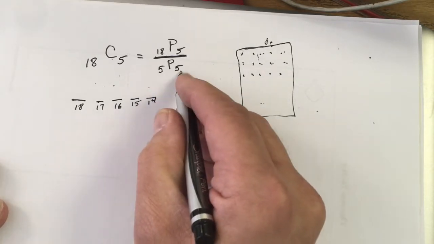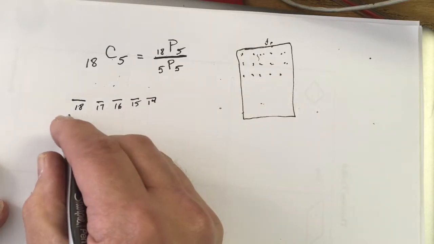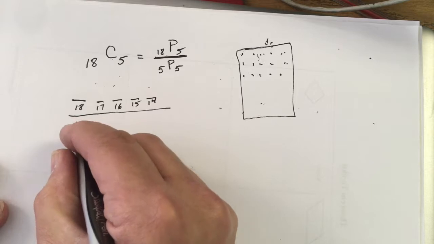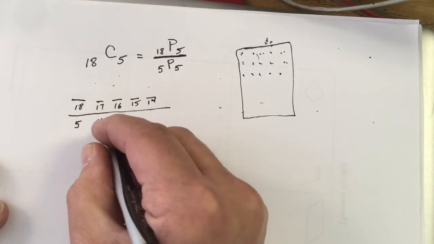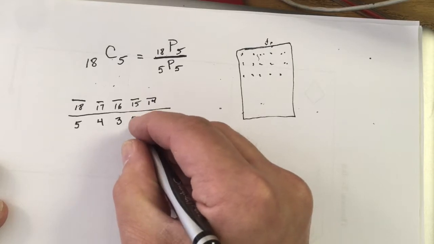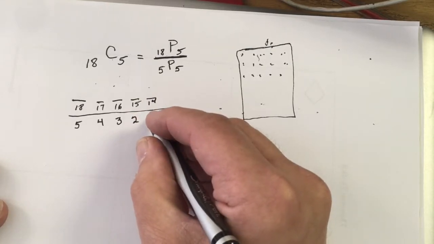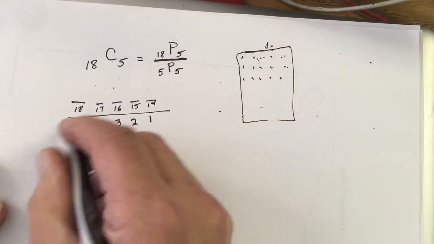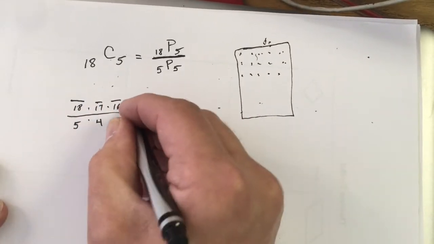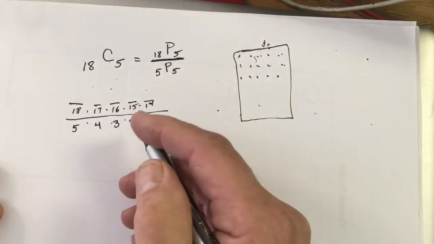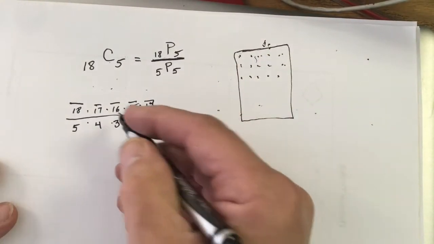Here, if I only have 5 and I'm looking to arrange them in 5 different ways, I have 5 ways to pick the first one, 4 ways to pick the second, 3 ways to pick the third, 2 ways to pick the fourth, and only 1 ball left for the 5th. And if I multiply these numbers together, those are all the different possible solutions here.